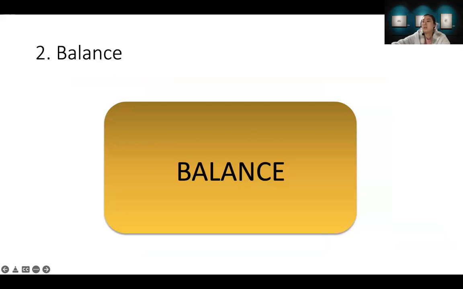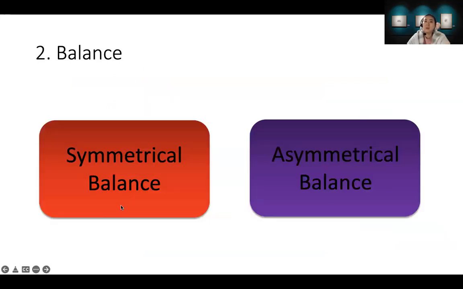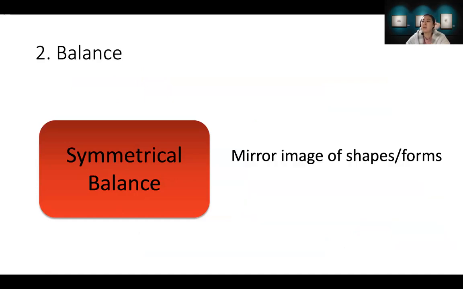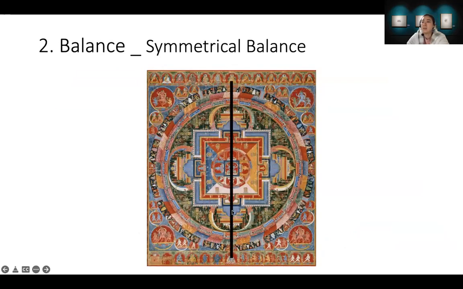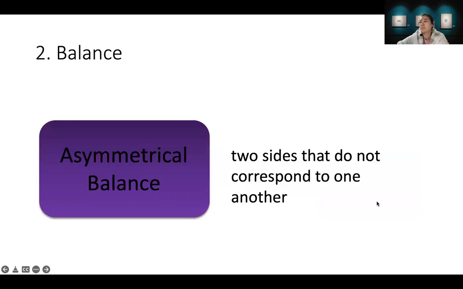And balance. Balance refers to an apparent heaviness or lightness. In balance, we learned symmetrical balance and asymmetrical balance. Symmetrical balance is the mirror image of shapes or forms on either side of an imaginary axial dividing line, like this. And asymmetrical balance is two sides that do not correspond to one another in size, shape, and placement.